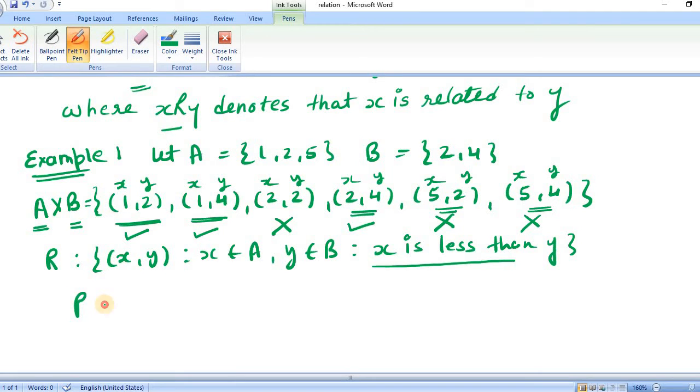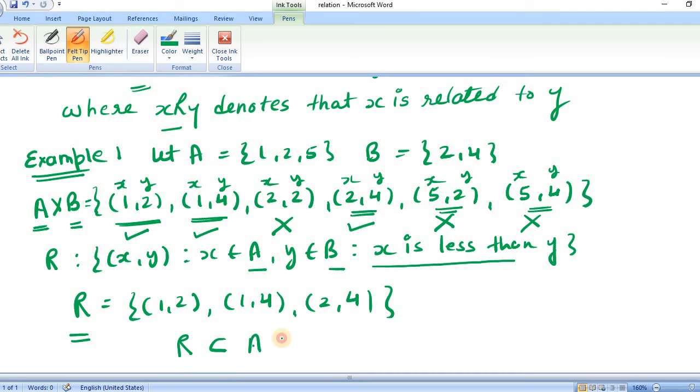So we will be able to form this R, and which ordered pairs are included? 1 comma 2, then we have 1 comma 4, then we have 2 comma 4. So only these ordered pairs are included, and this is the relation which we were talking about here. R is having all ordered pairs where x is coming from A, y is coming from B, and x is less than y. And now we can also see that R is a subset of A cross B because it is containing few elements from A cross B. So it is the subset of A cross B.